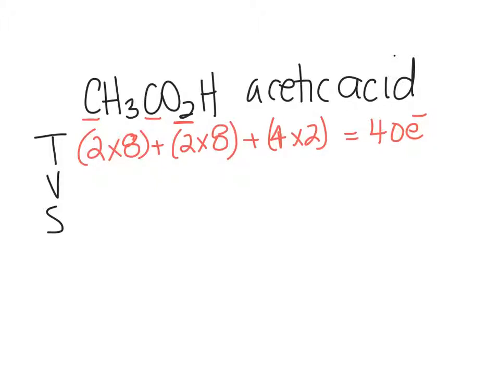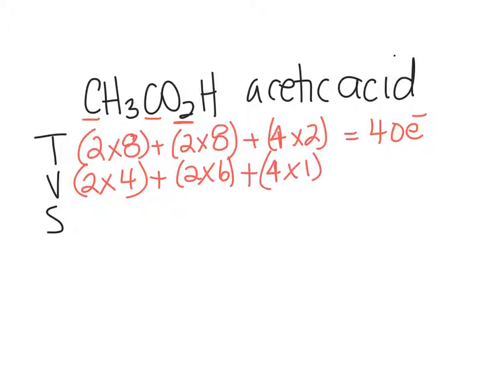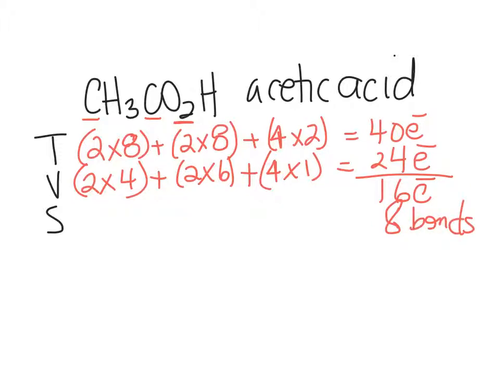Valence electrons: carbon brings 4, oxygen brings 6, hydrogen brings 1. So 2 times 4 is 8, plus 12 is 20, so that's 24 electrons. Shared is the difference. So now we're talking 16 electrons, or 8 bonds. So our structure contains 8 bonds.